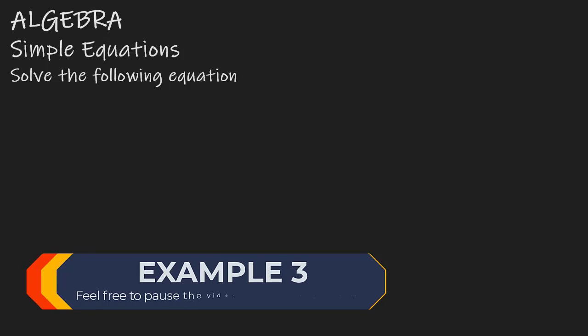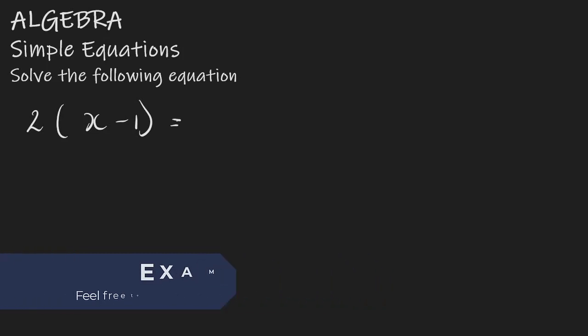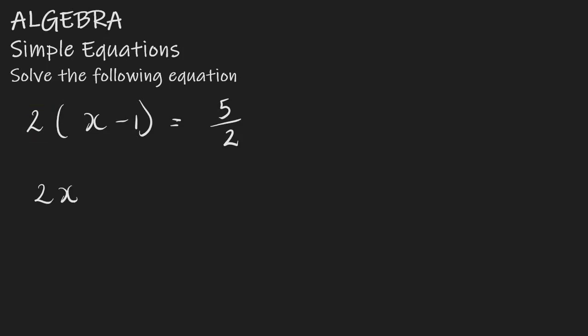In this example, we will be solving 2 times x minus 1 is equal to 5 on 2. In this simple equation, we will be solving for our unknown algebraic variable x. I would use the distributive law to expand the brackets. Positive 2 times x, that is equal to 2x. Positive 2 times negative 1, that is equal to negative 2. And that is equal to 5 on 2.